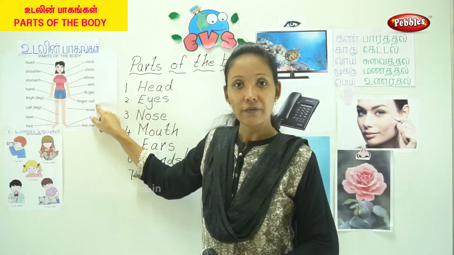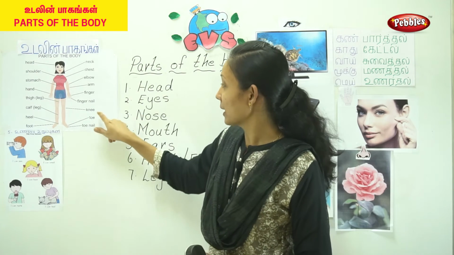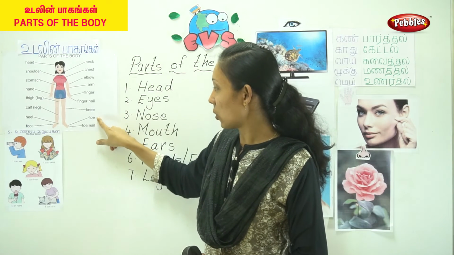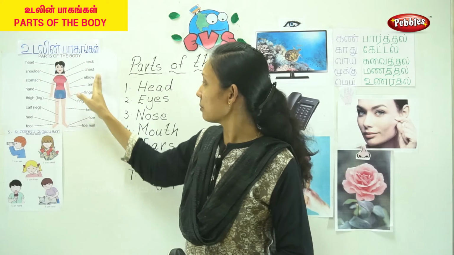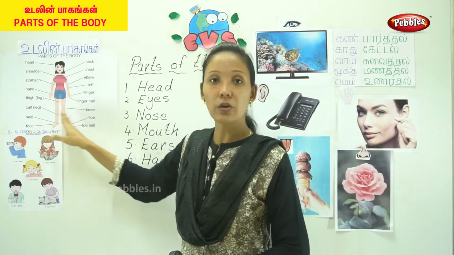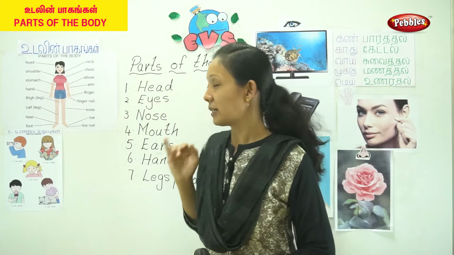Okay, fingernails. ஆமா விரலுக்கு என்ன இருக்கு? நகம் இருக்குல்ல. Then knee, toe and toenails. Okay, so these are all the parts of your body. இப்போ உடலின் பாகங்கள் எல்லாம் இங்க இருக்கு. Okay, so I have written it now.